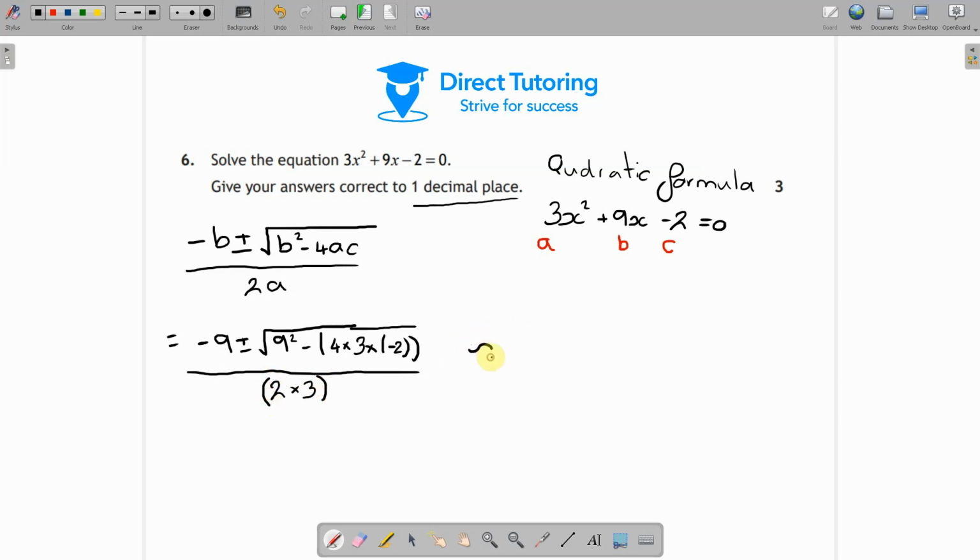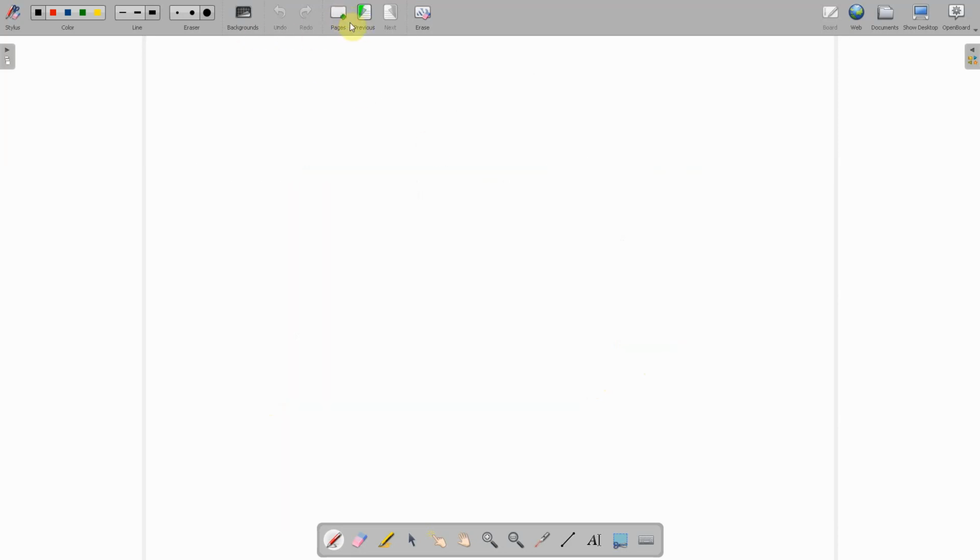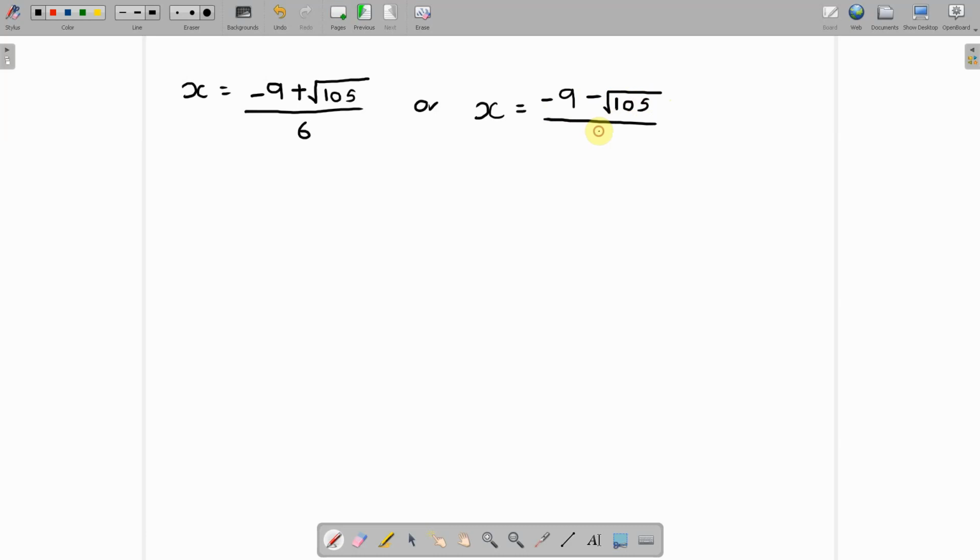So if I write that over here, that's going to give us minus 9 plus or minus the square root of 105 divided by 6. Now, if we continue over the page, that means that x will equal minus 9 plus the square root of 105 divided by 6, or, because remember it's plus or minus, x will equal minus 9 minus the square root of 105 divided by 6.